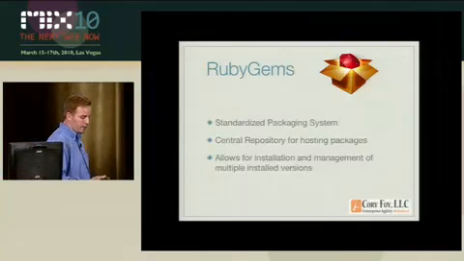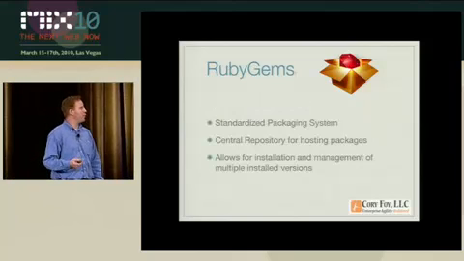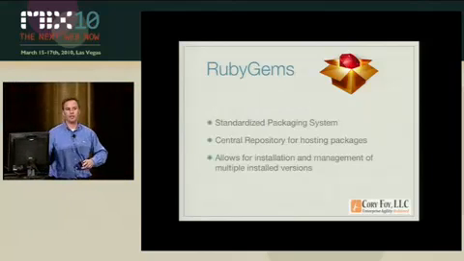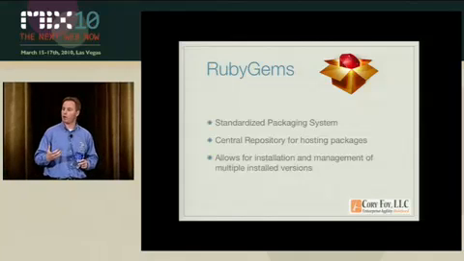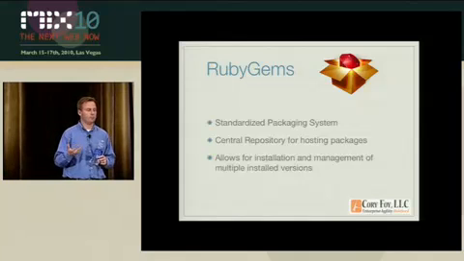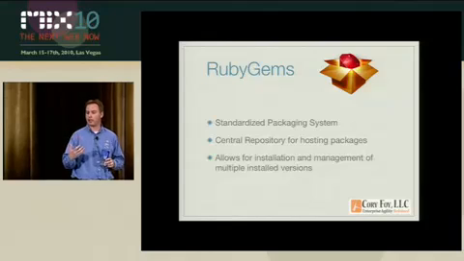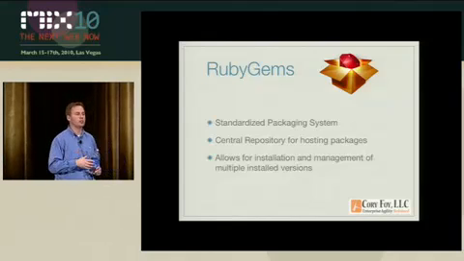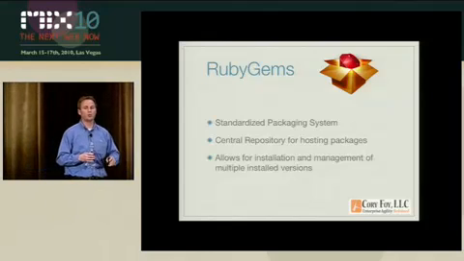OK, so the last interesting thing about Ruby, well, not the last interesting thing, but is RubyGems. So RubyGems are a standardized packaging system for hosting packages. So if you write some snippet of functionality that a lot of people want to use, or that maybe only you want to use, but you want to be able to access it in a standardized way, you can package it as a gem. So gems are a standardized packaging system. It's a central repository for hosting these gems, and then anybody can turn around and pull it down. And the important thing, it allows for management of multiple installed versions.